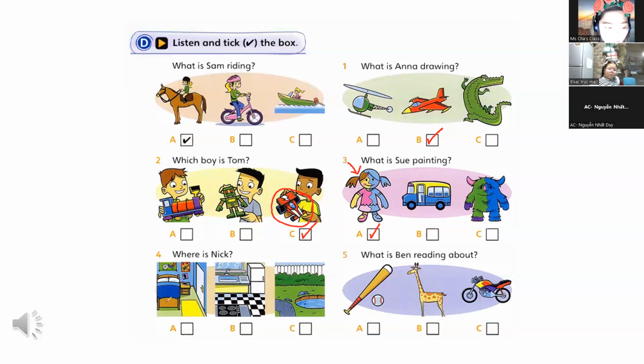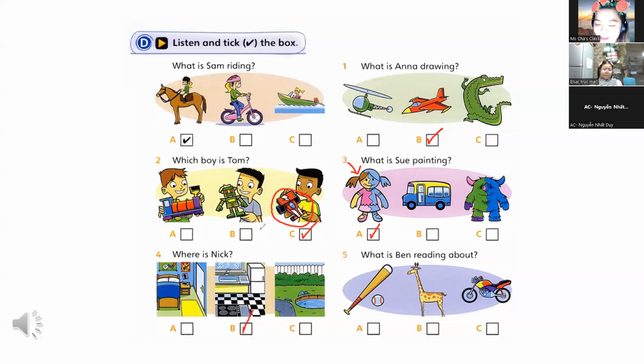Number 4. Where is Nick? A. Is it A? B. Letter B. All right, where is Nick? He's in the kitchen. Yeah, have you heard? His sister said, "Oh, he's in the kitchen. He's singing about the red lorry again."